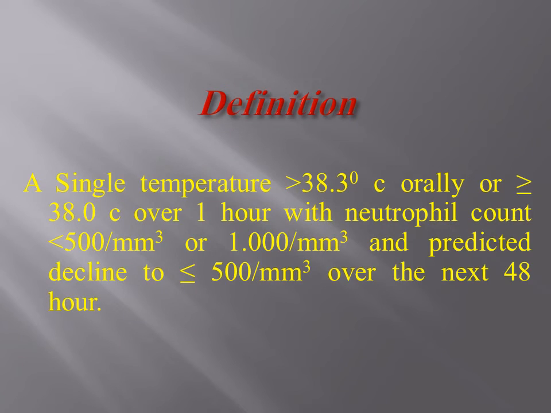Neutropenic fever. Neutropenic fever, or febrile neutropenia, is defined as a single temperature of more than 38.3 degrees centigrade orally, or more than or equal to 38 degrees centigrade over 1 hour, with neutrophil count less than 500 per cubic millimeter, or less than 1000 per cubic millimeter and predicted decline to less than 500 per cubic millimeter over the next 48 hours.